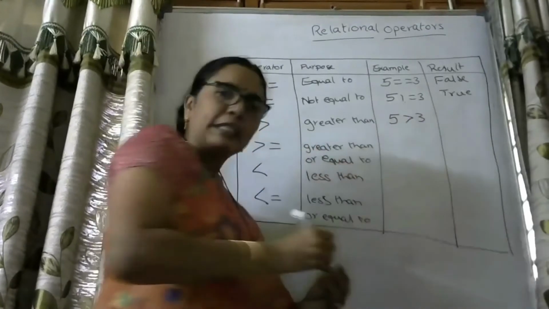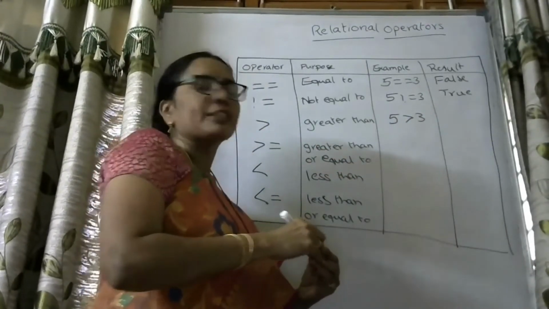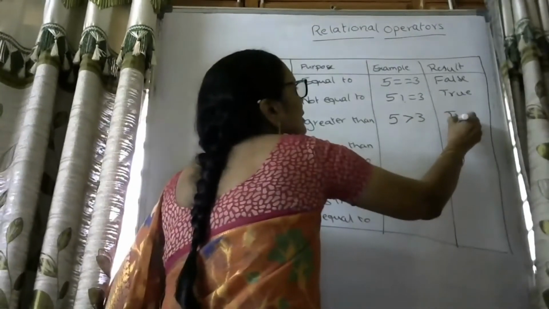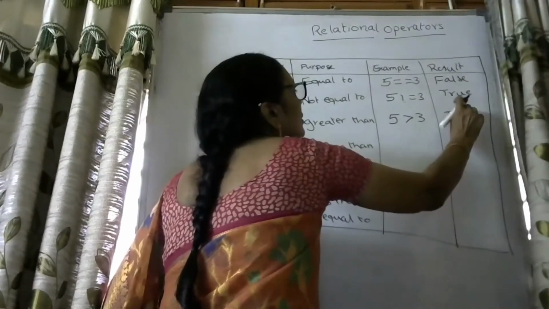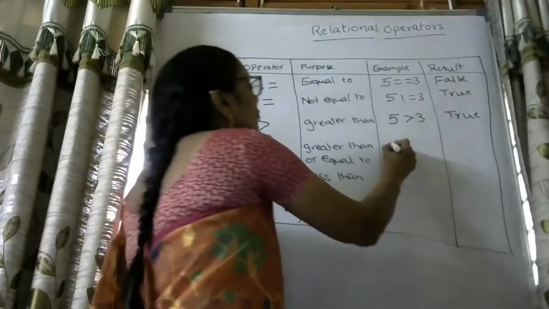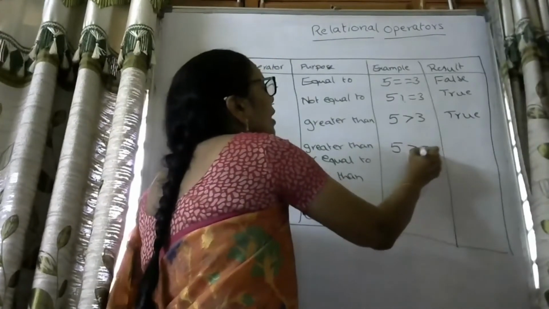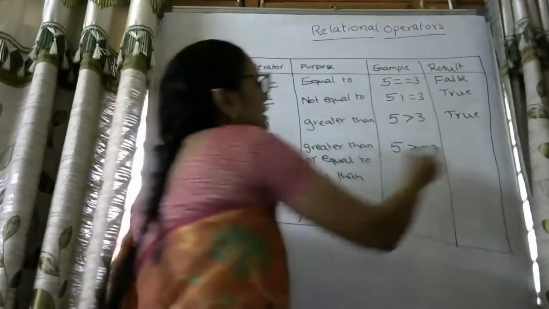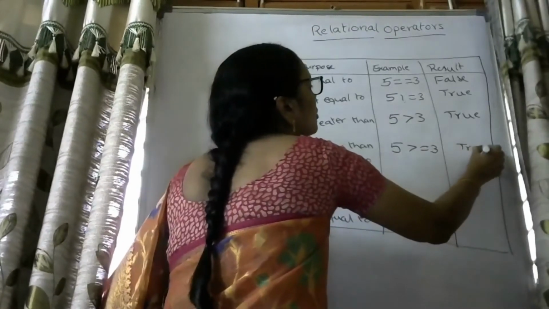5 greater than 3. Yes, 5 is greater than 3. So the result is true. Next, 5 is greater than or equal to 3. The result is also true.